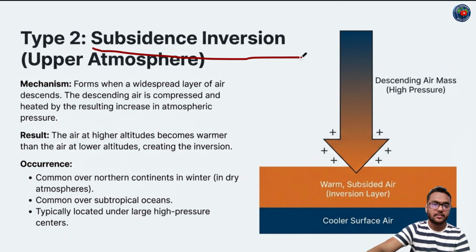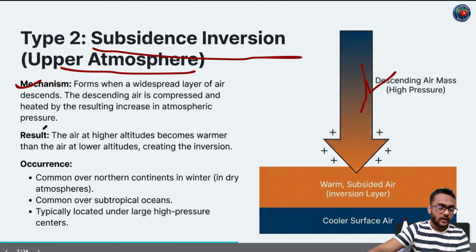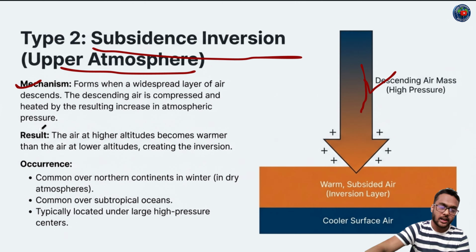Secondly, subsidence inversion in the upper atmospheric layer. Okay, the mechanism: it forms when a widespread layer of air descends. The descending air is compressed and heated by the resulting increase in atmospheric pressure. Okay, this is the descending air mass, that is higher pressure, and warm subsided air, this is the inversion layer, and colder surface layer. Okay, the result is the air at higher altitudes becomes warmer than the air at lower altitudes, creating the inversion.